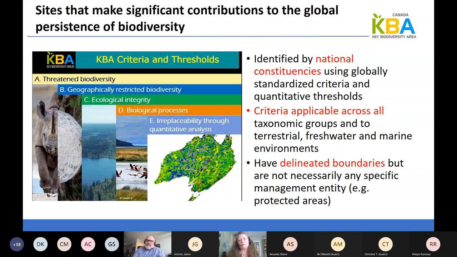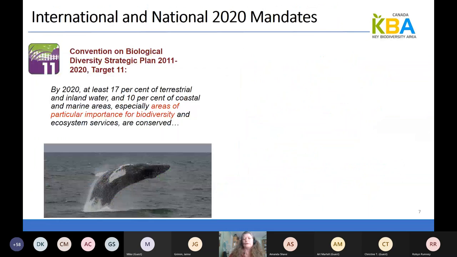The criteria, as I've mentioned, are applicable across all taxonomic groups, to terrestrial, freshwater, and marine environments, and it was deliberately constructed to be that way. One part that's not necessarily a criterion, but a particular stage in the process, is the delineation, because unlike the Red List, where your assessment of a species basically snaps to the boundary or the range of that species, and so that does not need to be deliberated, in this case we're talking about particular sites, and so understanding that delineation and how that happens is actually quite a complex process and something that's taken a lot of thought.